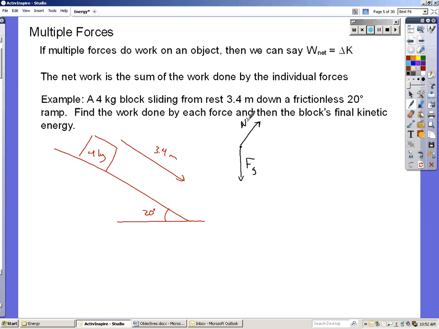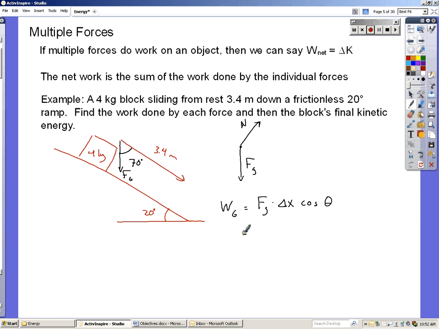Now, the work done by gravity is equal to the force of gravity times the displacement times the cosine of an angle. And this is where it gets tricky, because beginners at physics always want to say, oh, there's an angle there, it's 20 degrees, but that's not the angle that goes into this formula. Because gravitational force points that way. Displacement is here. This angle here is not 20 degrees, but 70 degrees.